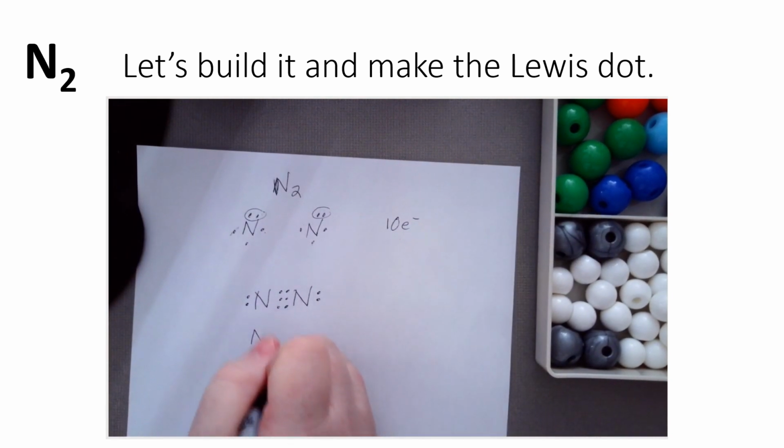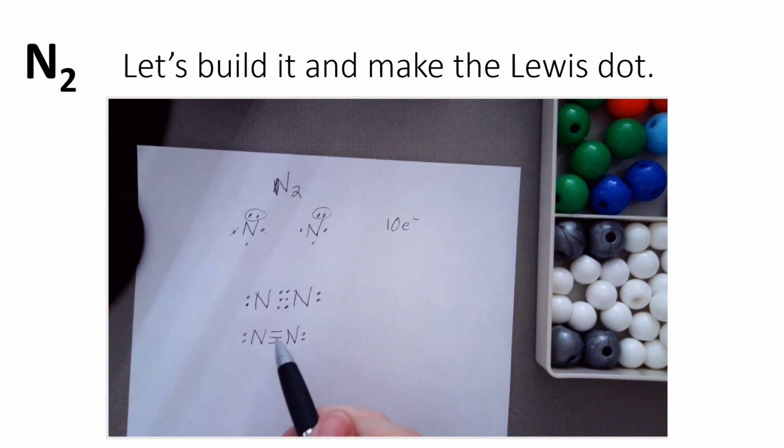Well, remember, each pair I can draw as a line. So I'm going to draw 3 lines like that. So this is actually a triple bond, okay, between these 2 nitrogens. So 6 electrons, 3 pairs, a triple bond. So what kind of bond is it?